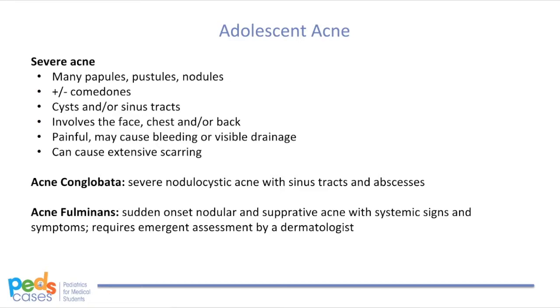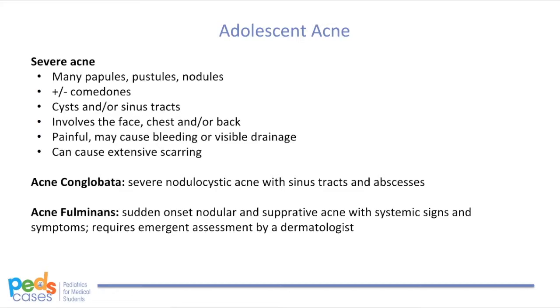In addition to these presentations of acne vulgaris, there are 2 other more severe presentations of acne worth mentioning. Acne conglobata is a severe form of nodulocystic acne in which sinus tracts and abscesses form. Acne fulminans is a rare and serious type of acne that presents with sudden onset of nodular and suppurative acne, accompanied by systemic symptoms, including fever, arthralgias, osteolytic bone lesions, myalgias, liver and spleen enlargement, and significant fatigue.